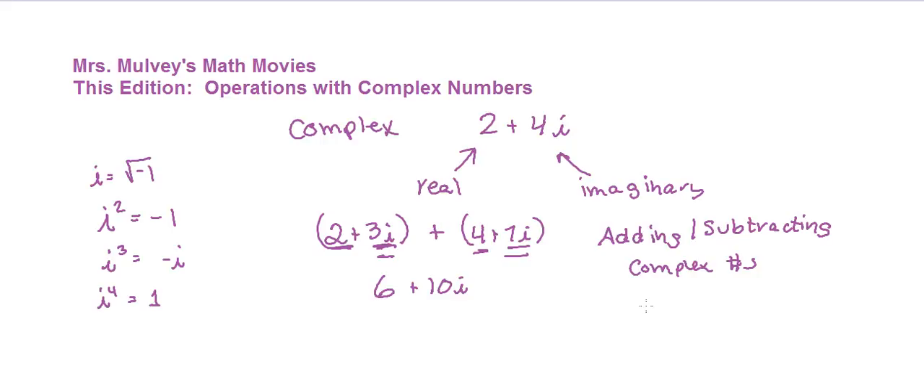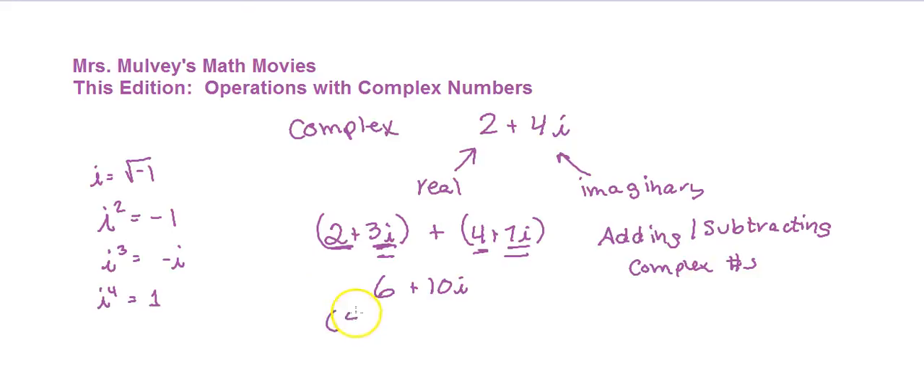So again, adding and subtracting complex numbers, really it's just like adding and subtracting any polynomial expression. You can treat the i mostly like any other variable. It comes into play a little bit different when we have multiplication in there, but adding and subtracting, just add the real parts, add the imaginary parts, and you're done. So let's look at one with subtraction.